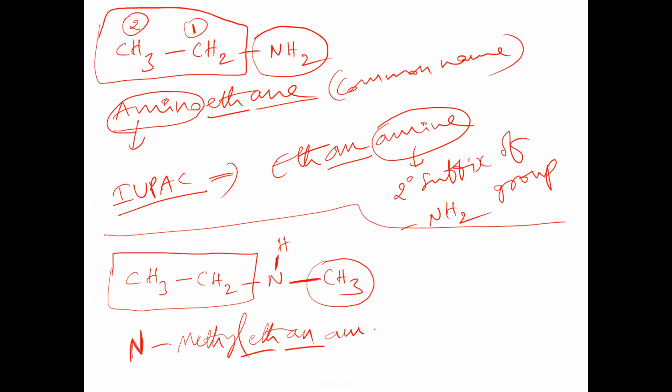Ethanamine. What is the functional group we have taken here? This total is the functional group, NH2. In NH2, one hydrogen is replaced by methyl, so N-methyl. Why is the root word eth? In the parent chain, only 2 carbons are there, so eth. Between the 2 carbons of the parent chain, a single bond, so an. And the secondary suffix name of the NH2 group is amine. So N-methyl ethanamine. It is the IUPAC name here.